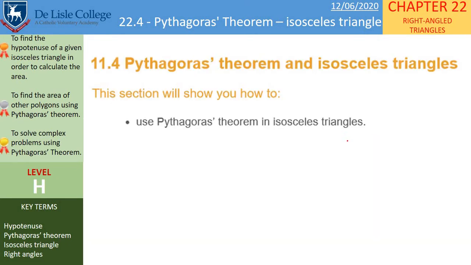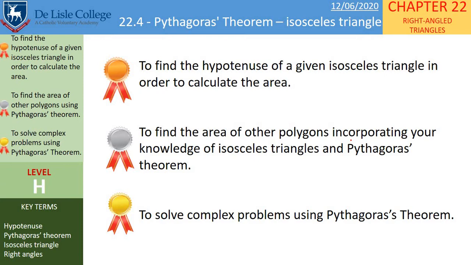Okay, lovely. Right, so our success criteria today is to be able to find the hypotenuse of a given isosceles triangle in order to calculate the area. Silver's to find the area of other polygons, incorporating your knowledge, and then we're going to look at solving some problems, some complex problems using Pythagoras.